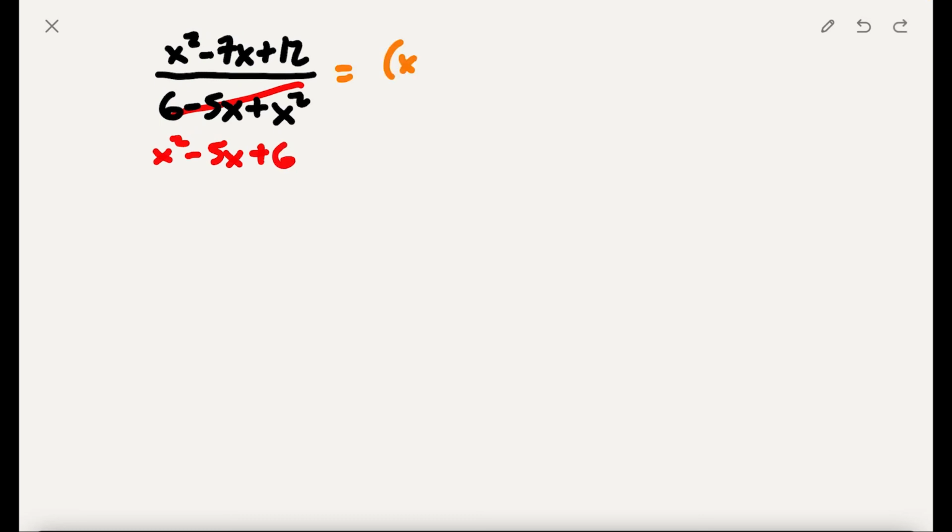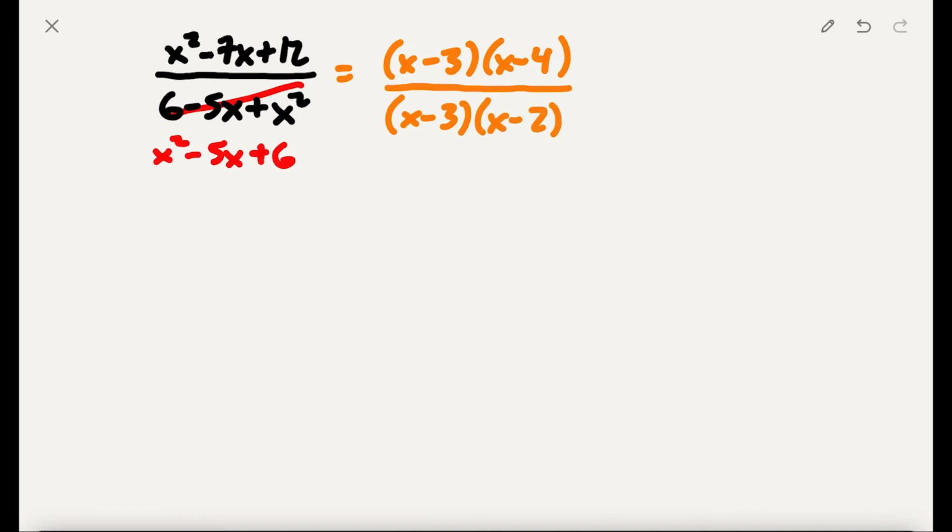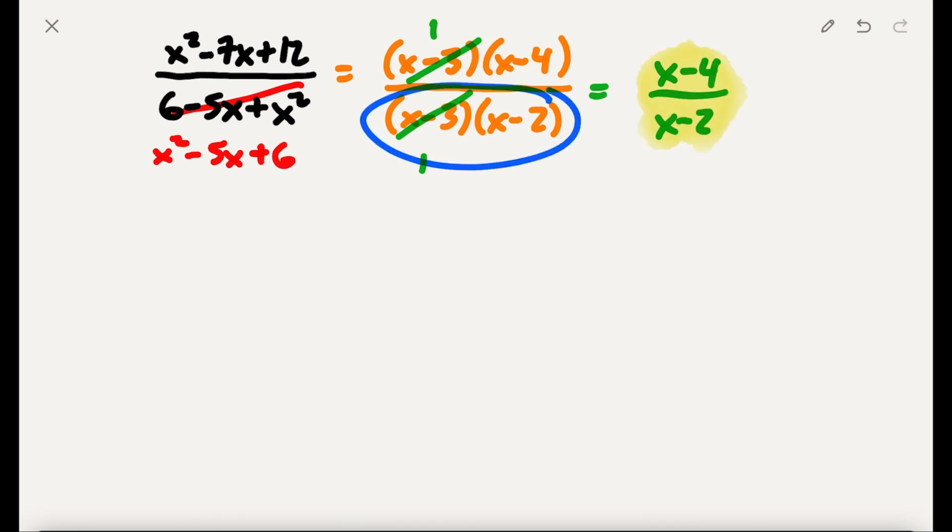The top is going to factor to x minus 3 and x minus 4. And the bottom is going to factor to x minus 3 times the quantity x minus 2. Okay, the x minus 3s are going to divide out. So you're left with the final answer of x minus 4 over x minus 2. The excluded values for this one, based on this factored form right here, would be x is equal to 3 and x is equal to 2.